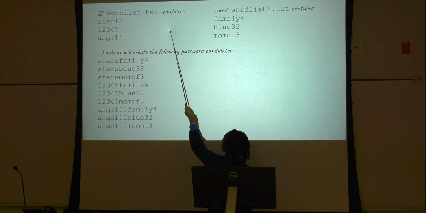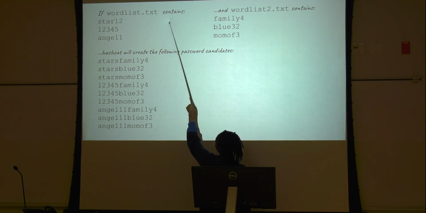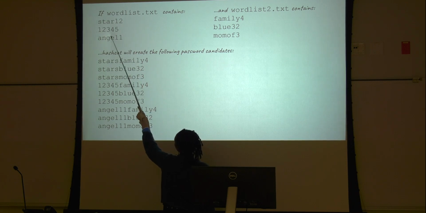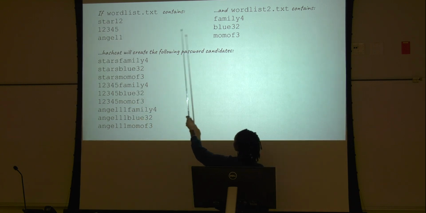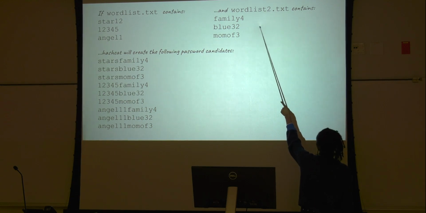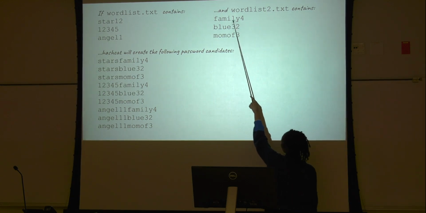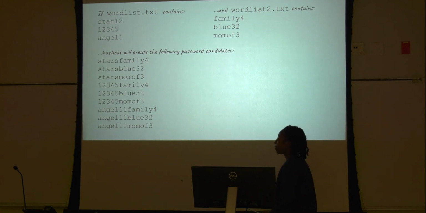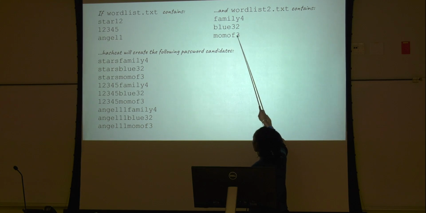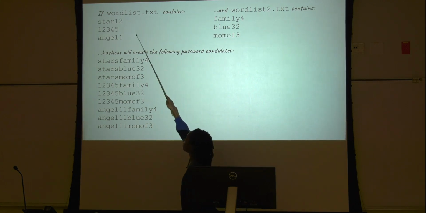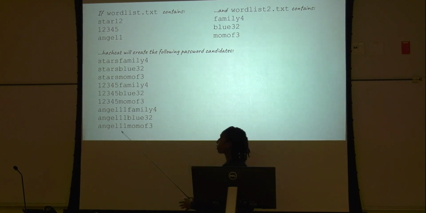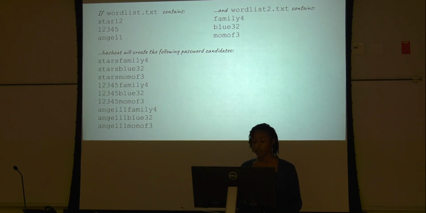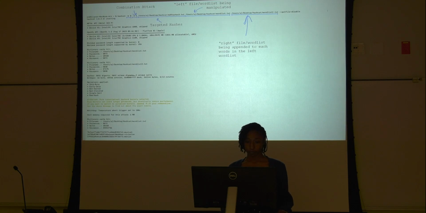In the first word list, which I just named wordlist.txt, there are these 3 words: star12345, and angel1. And then the second word list, wordlist2.txt, I have family4, blue32, and momof3. Hashcat will take each of these 3 passwords and append it to each password in the first list. So it does that and creates, I guess, these super words and compares them to all of the hashes.